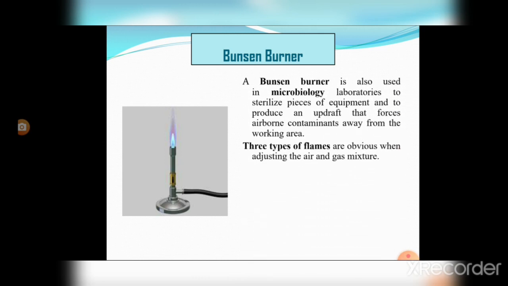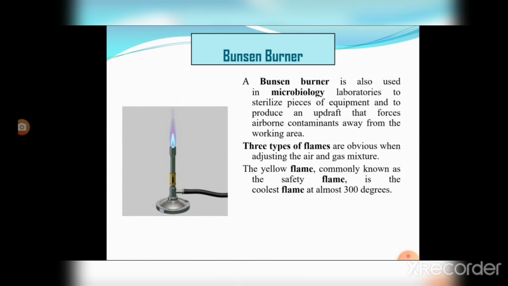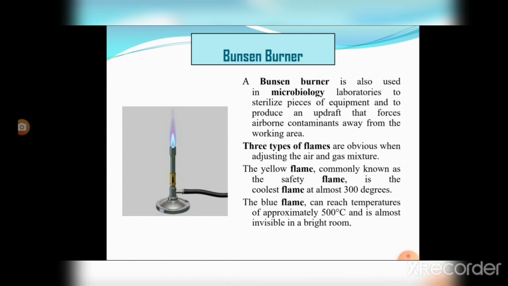Bunsen burner. A Bunsen burner is also used in the microbiology laboratory to sterilize pieces of equipment and to produce an updraft that forces airborne contaminants away from the working area. Three types of flames are obvious when adjusting the air and gas mixture. The yellow flame, the safety flame, is the coolest flame at 300 degrees Celsius. The blue flame can reach temperatures of approximately 500 degrees Celsius and is almost invisible in a bright room.